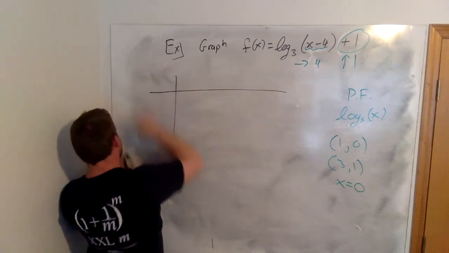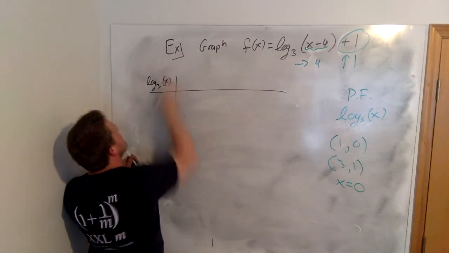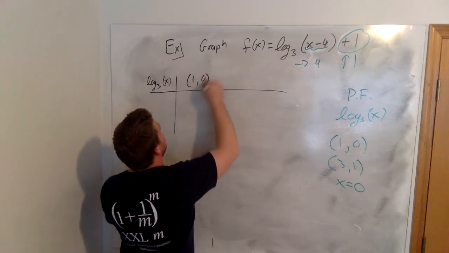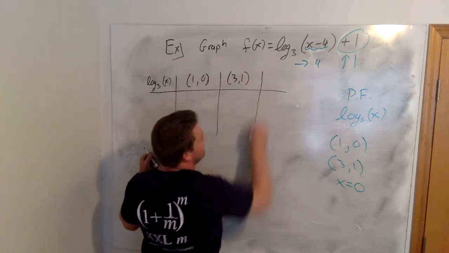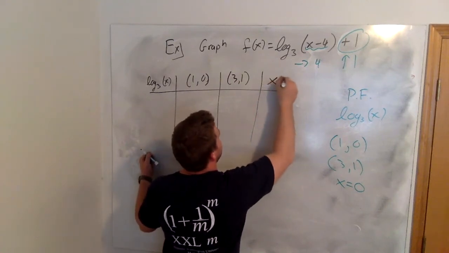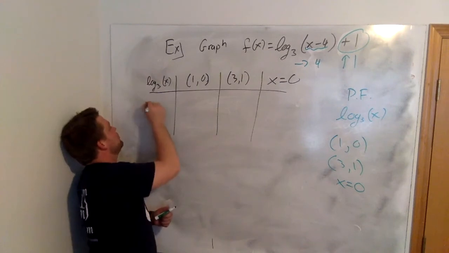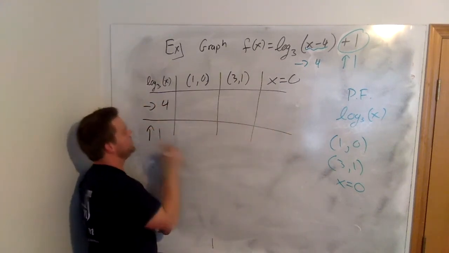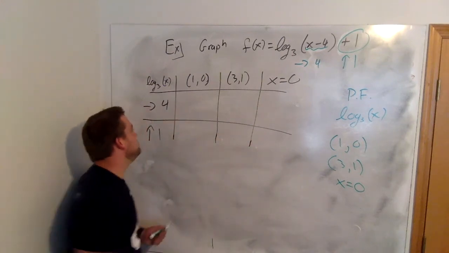Okay, so here's log base 3 of x. Here's the parent function. Key features 1, 0 and 0. Okay, we also have 3 and 1. And we have the vertical asymptote, x equals 0. So what have we done? We're shifting it to the right 4 units. And then we're shifting it up 1 unit. Okay, let's run these points through this transformation.